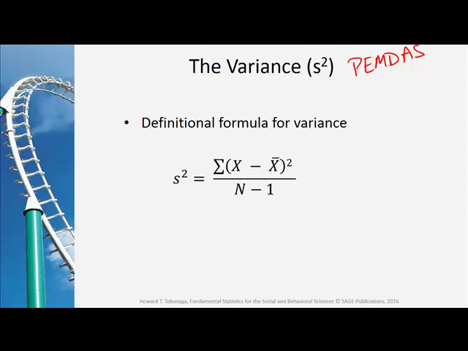The first thing we do, we're going to do what's inside the parentheses, which stands for the P. So we're going to have to calculate the difference. You see that subtraction sign right there? The difference between our observation and the mean for our group.